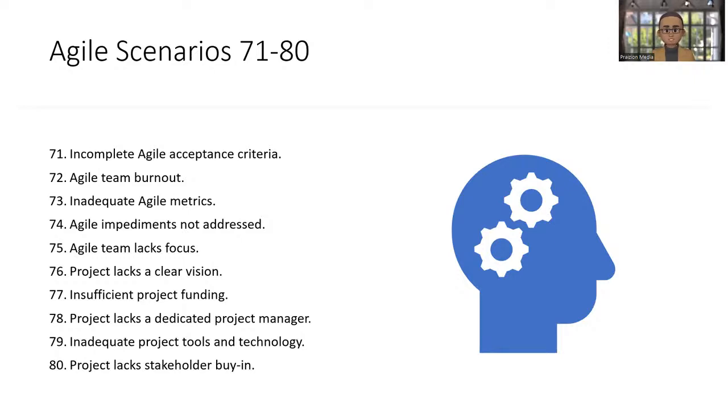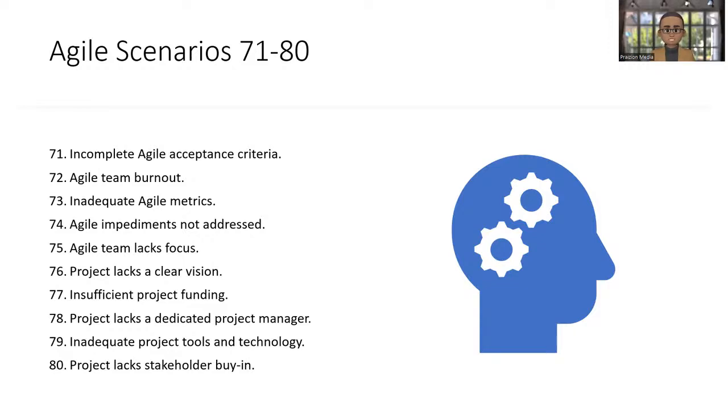What is the difference between acceptance criteria and definition of done? And the difference between definition of done and definition of ready? Think about that. What about if there's agile team burnout or inadequate agile metrics? What about if agile impediments are not addressed?